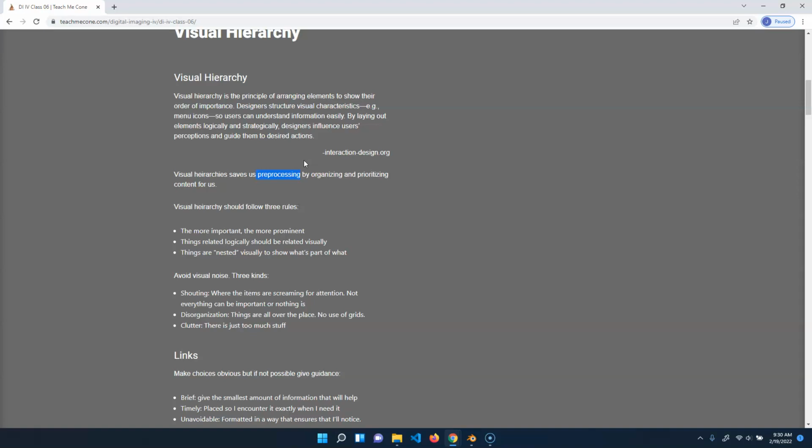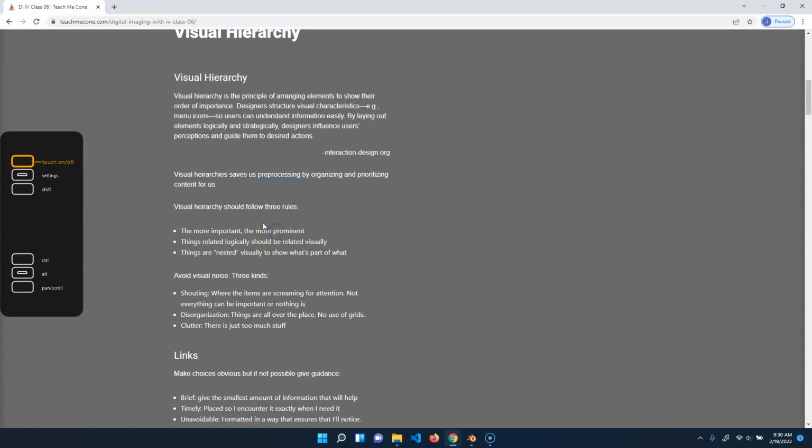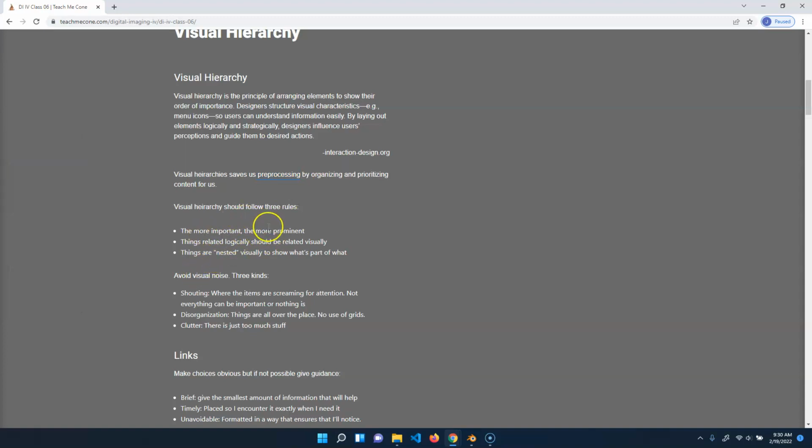All right, so you're trying to give them their medicine, and you're going to make it cherry flavor, so that way they aren't disgusted. So the major three rules here that you will see is that the more important, the more prominent, right? It's pretty obvious. Things that are logically together should be related visually as well. So if you have a picture and then a description of the picture, obviously put those things next to each other. And also, when possible, try to nest things visually. What I mean by that is that you group them, like you might use a border, or you might use a similar color, so they appear basically as sub elements of a larger element.